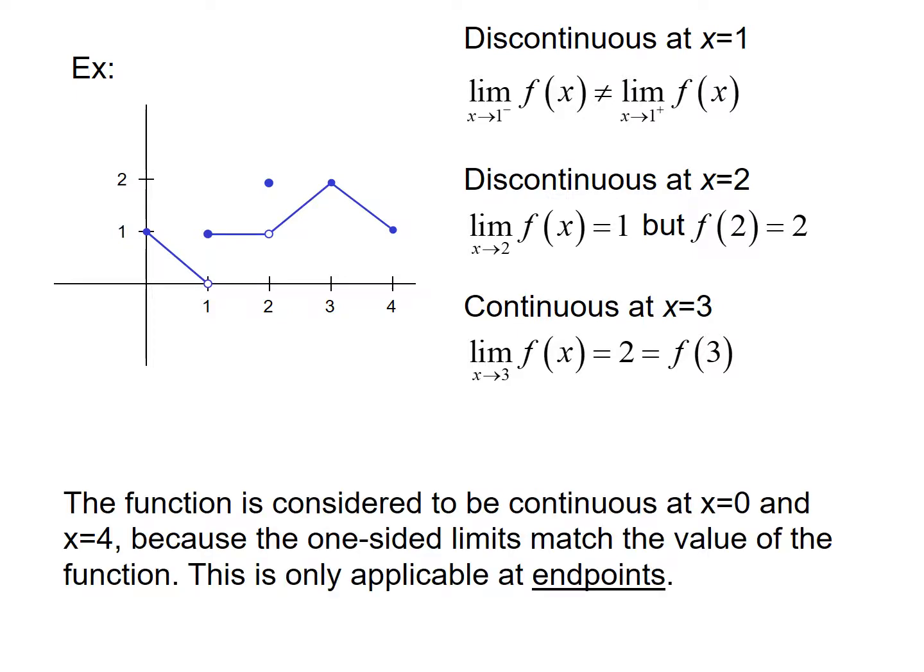And just as a side note, and this isn't something that you'll ever be tested on, but if we are dealing with a closed domain, so you can see that this graph only exists from 0 to 4, we would consider the function to be continuous at x equals 0 and x equals 4 because the one-sided limits equal the value at those points. So that's only true for endpoints.